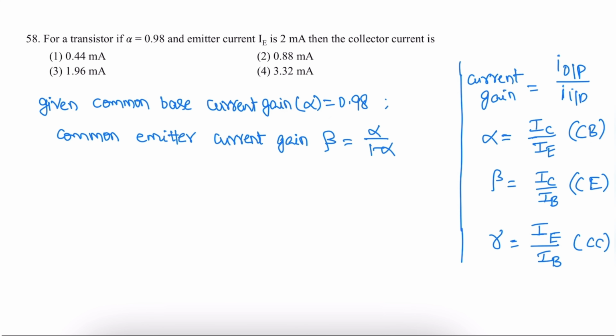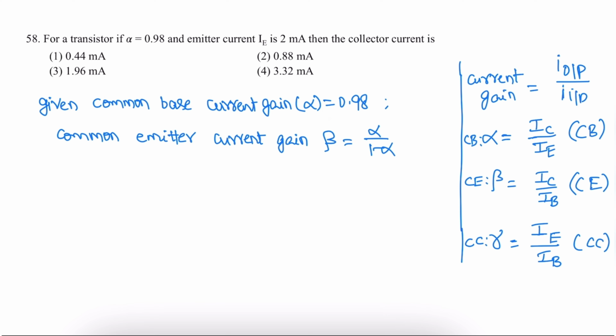In a transistor, alpha is 0.98. Alpha is the common base current gain of a transistor, beta is the common emitter current gain, and gamma is the common collector amplifier current gain. So what does current gain mean? The ratio of output current to input current. So alpha for common base, beta for common emitter, and gamma for common collector.